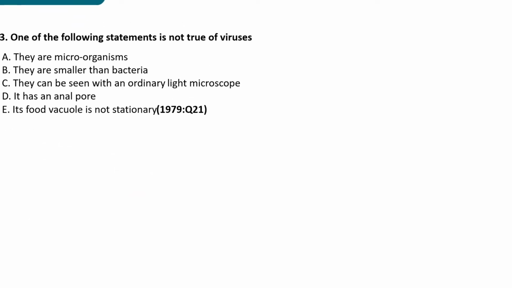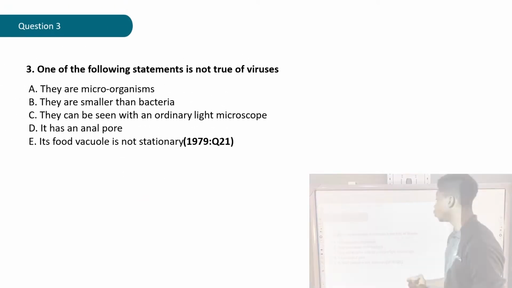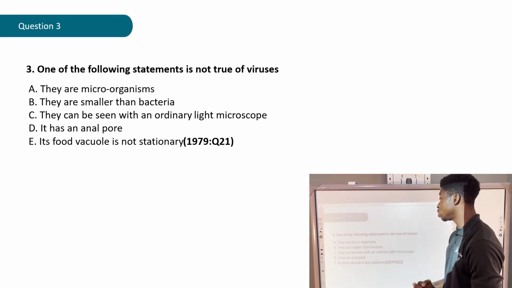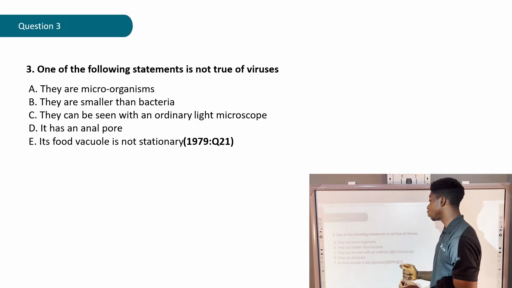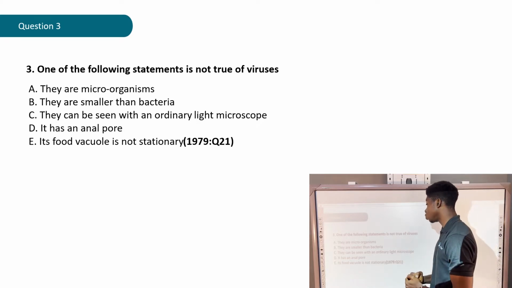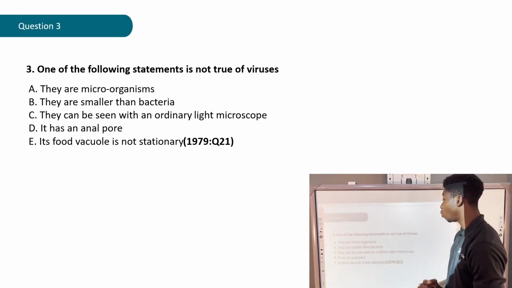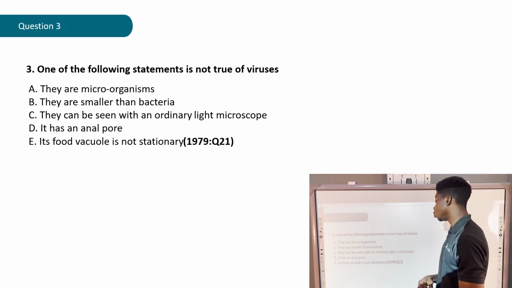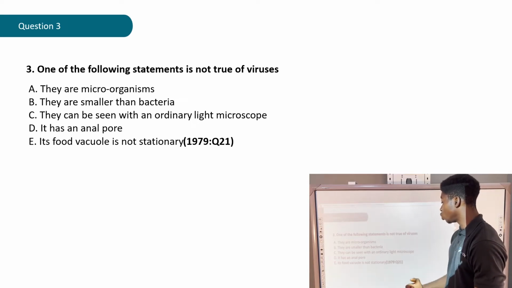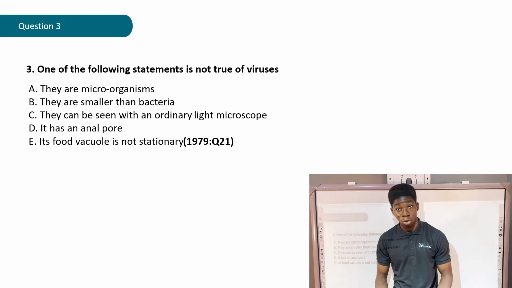Question 3. One of the following statements is not true of viruses. A. They are microorganisms. B. They are smaller than bacteria. C. They can be seen with an ordinary light microscope. D. It has an anal pore. E. Its food vacuole is not stationary. The question is gotten from the year 1979, question 21. Why not give it a try?